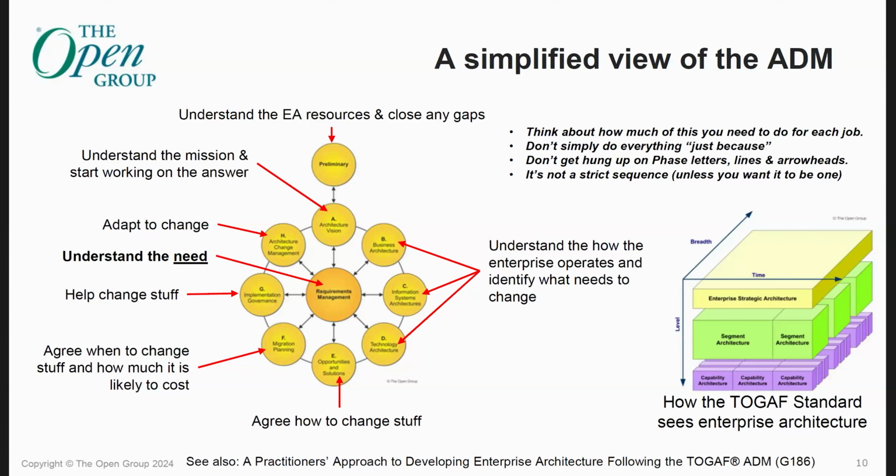Now, once you get into that, the content is really straightforward. In fact, basic business architecture, information systems architecture, and technology architecture, phases B, C, and D, the techniques to identify and resolve those problem spaces are more or less identical.